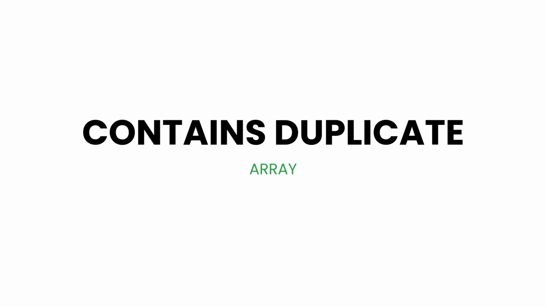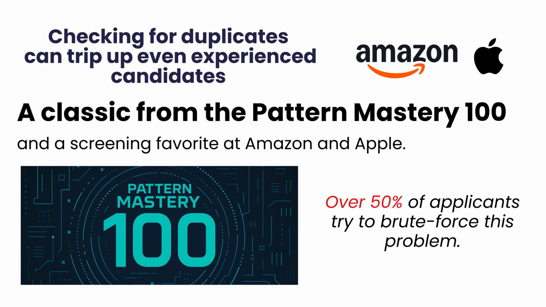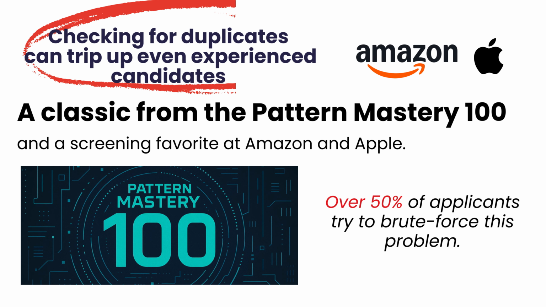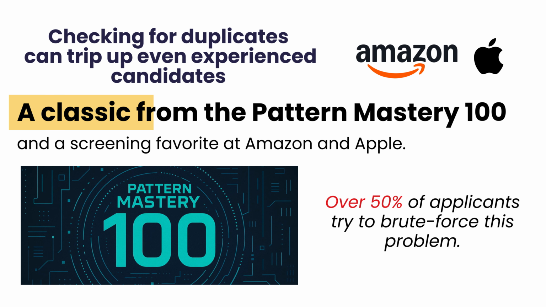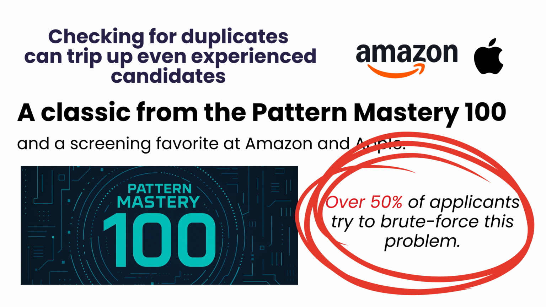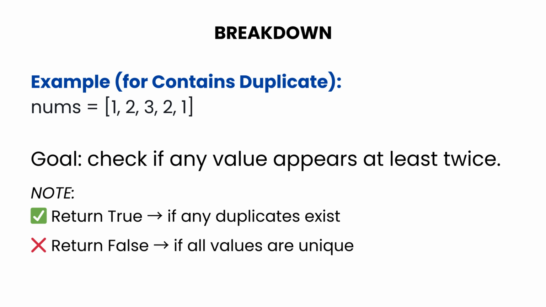Contains Duplicate. What if I told you that something as simple as checking for duplicates trips up more candidates than you'd expect, especially when speed and efficiency matter? Contains Duplicate is a Pattern Mastery 100 classic, and it's a screening favorite at companies like Amazon and Apple. More than 50% of applicants try to brute force it. If you can nail this one, you're showing interviewers that you know your data structures and can think in real time. Let's see how pros do it.